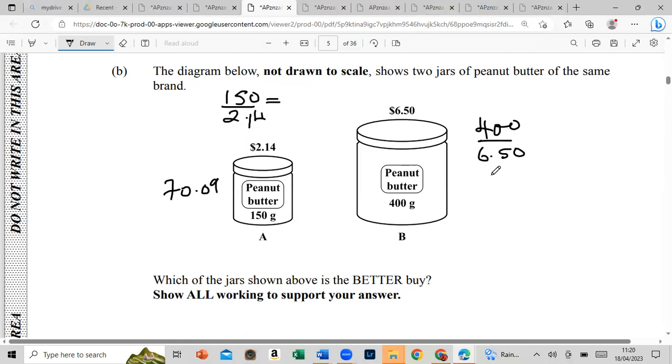Let's see how much I get here. I have 400. I'm going to divide 400 by 650. So that's 400 divided by 650. All right, so I'm going to get 61 grams. So clearly, you can see that A would be the better buy. So that's 61.53. I can run it up to 4, but it's still not close. So this would be the better buy. And it did say show all the working.